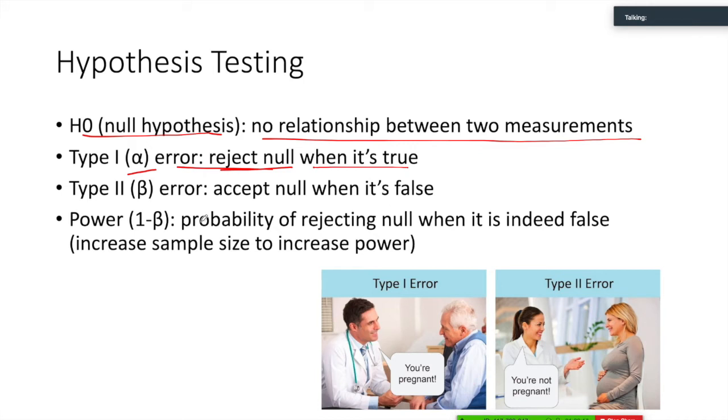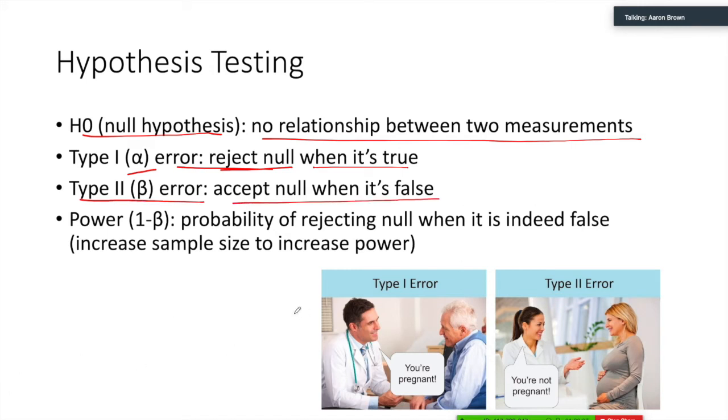Now, we can do another research study and we see, oh my God, there's no connection between gym locker rooms and foot fungus. We looked at our data a certain way, and this is what we see. But in reality, there is a connection. And so in that case, we made a beta error, type 2 error, accepting the null when it's false.